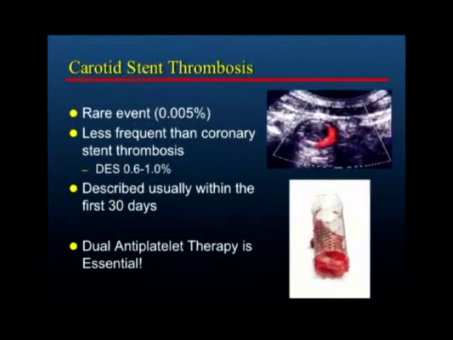So here's a picture of a carotid stent thrombosis, which unfortunately we don't like to see. Fortunately, it is a quite rare event. You can see the numbers there, much less than 1%. Much less frequent than we see in the coronary arena. In coronaries, it's anywhere from 1 to 1.6% per year. It's usually described within the first 30 days, so certainly dual antiplatelet therapy in the carotid stenting arena is quite essential.